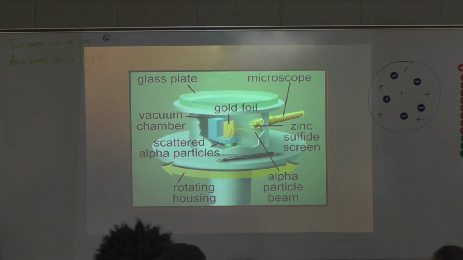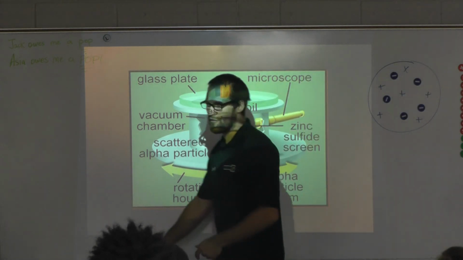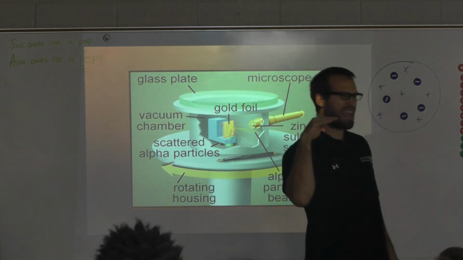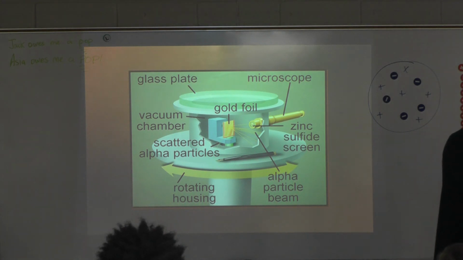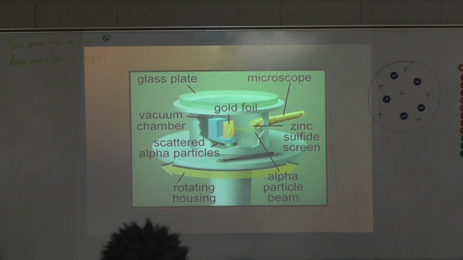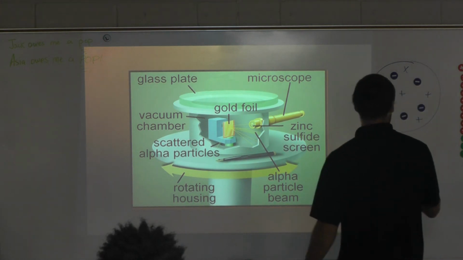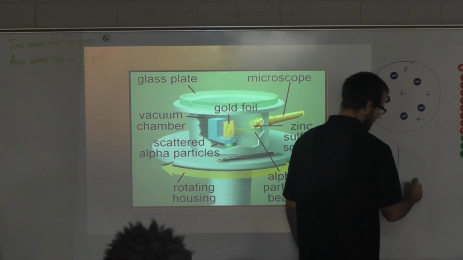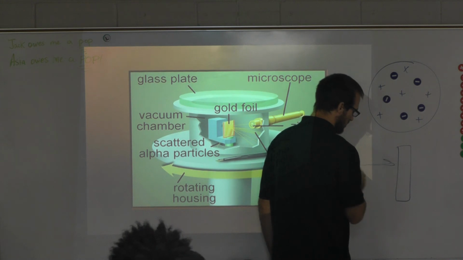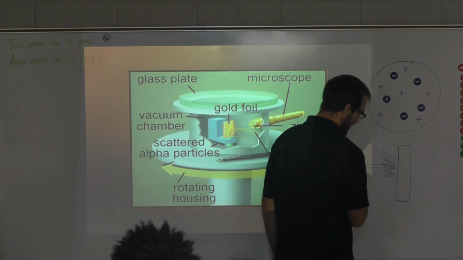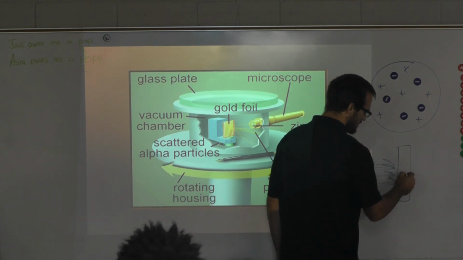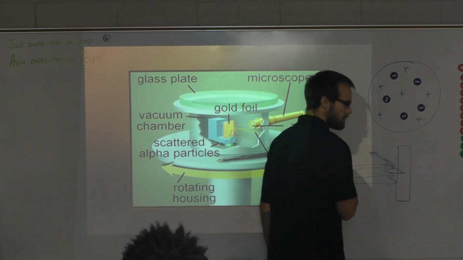So what he did is he shot these alpha particles at this gold foil, and most of them did go straight through. But he noticed that some of the alpha particles appeared to be hitting something inside the atom and ricocheting at an angle. What do you think they were hitting? The nucleus. Most were going straight through, and some were hitting the tiny nucleus and ricocheting.